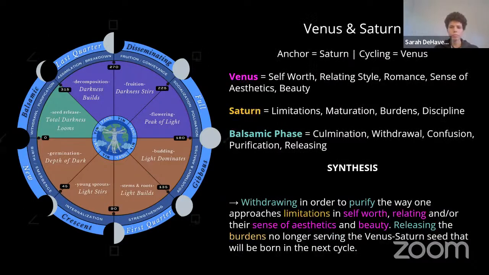Okay. Venus and Saturn synthesis at balsamic phase could look like this. Withdrawing in order to purify the way one approaches limitations and self-worth, relating, and or their sense of aesthetics and beauty. So this could be like an artist or someone experiencing a relationship. That's why I used all those examples. Releasing the burdens no longer serving the Venus-Saturn seed that will be born into the next cycle.